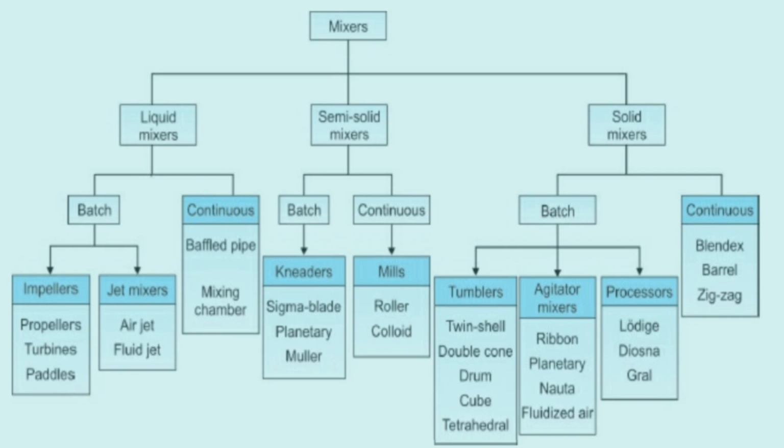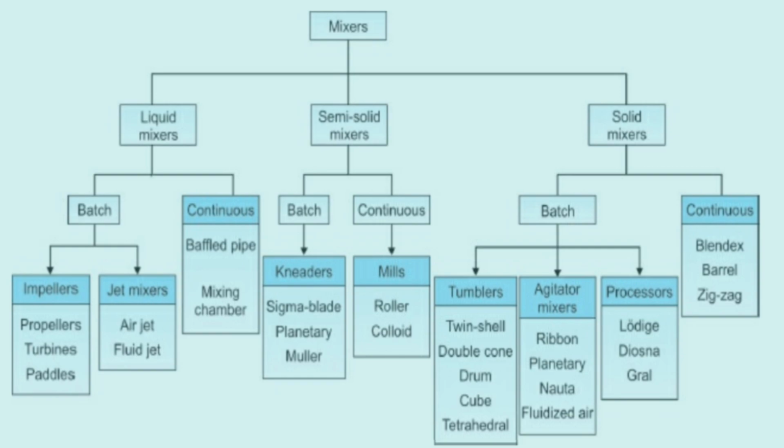In liquid mixers, for the purpose of batch mixing, impellers and jet mixers are used. Impellers use rotating blades like propellers, turbines, paddles, etc. to stir and mix liquids. Whereas jet mixers use a high-speed jet, that is air or fluid, to induce mixing by turbulence.